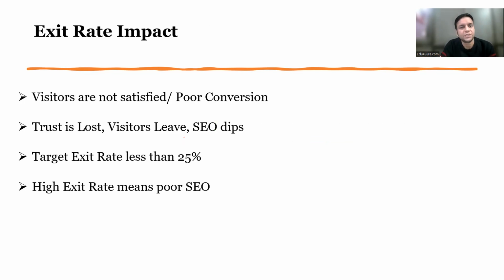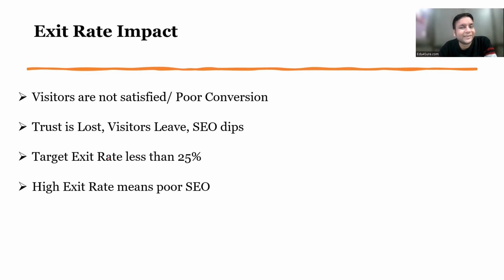Exit rate impact: if we do not have good content, or if you're not targeting the right audience, the visitors are not satisfied with the content, and then definitely there is poor conversion. Trust is lost in the view of the crawlers as well. So visitors leave and SEO dips. Crawlers understand that if visitors are leaving, it means your content is not great enough, or not engaging, or visitors are not satisfied with your content. So you should create trust in the eyes of the crawler, if the content is good and visitors are staying for long.